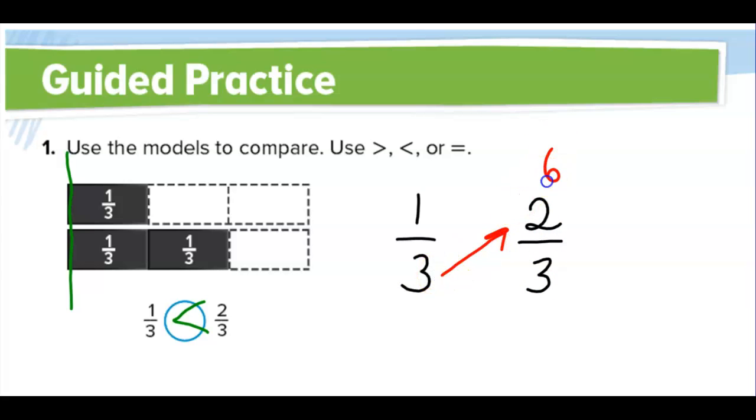3 times 2 is 6. 3 times 1 is 3. Ignore the fractions down here for a minute now. 3 is, how would you describe when you're 3 versus 6? 3 is less than 6. So that means this whole fraction is less than that whole fraction. Isn't that a great shortcut?